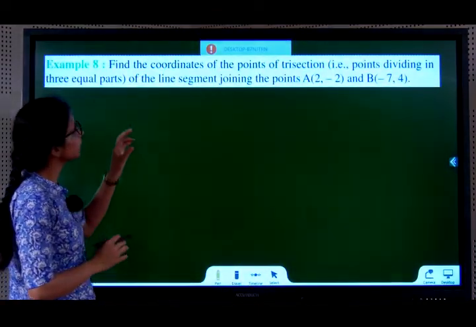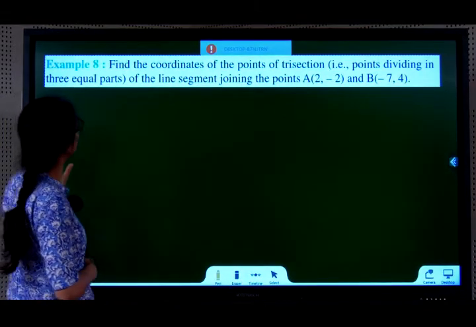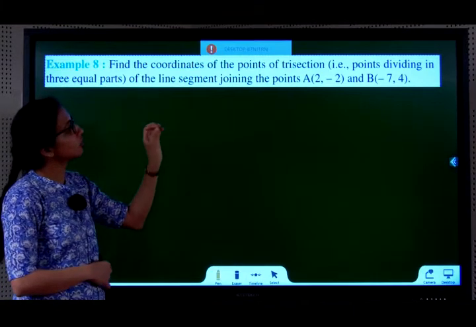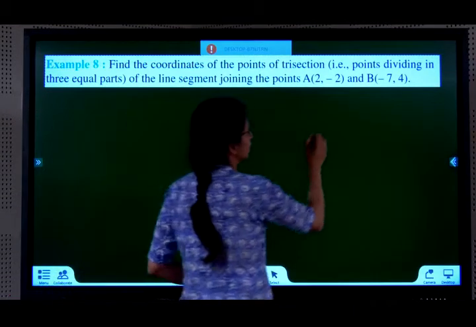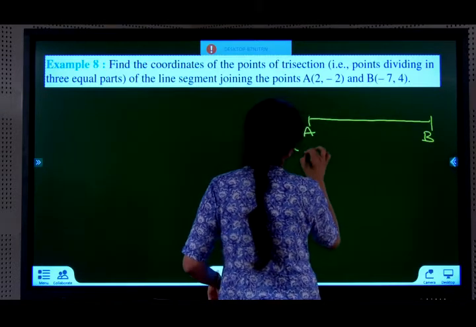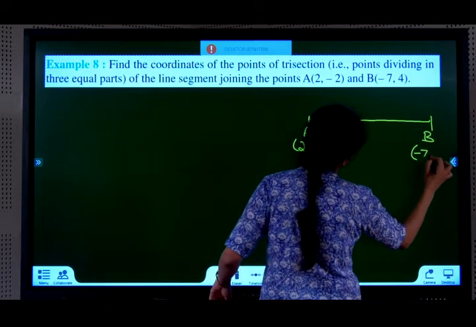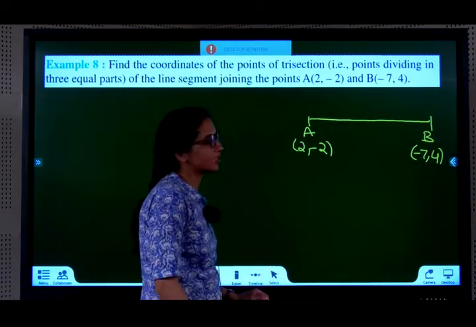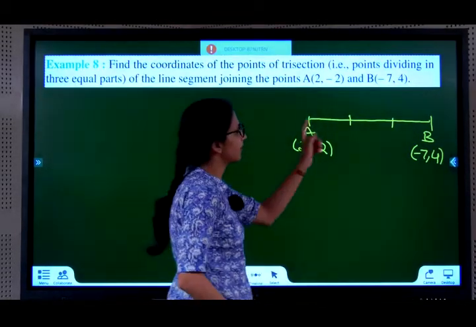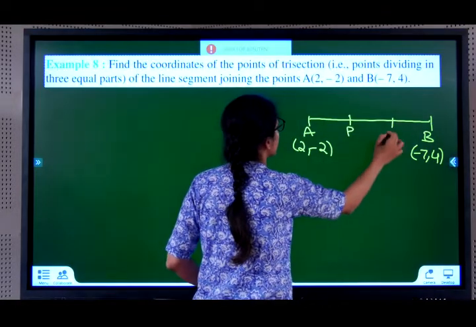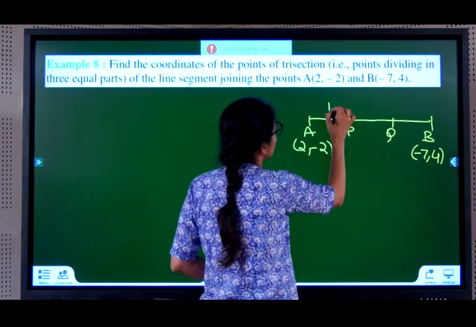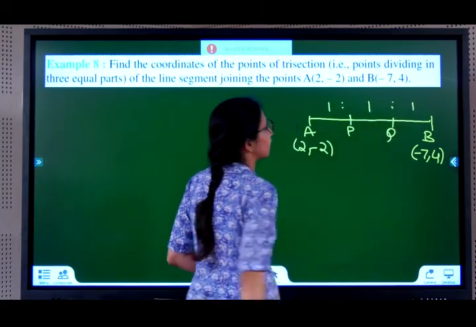Example 8: find the coordinates of the points of trisection, that is points dividing the line segment joining the points A and B into three equal parts. What does this mean? A is 2 comma minus 2, B is minus 7 comma 4. Find the points of trisection. So we have 2 points dividing this line segment into 3 parts. If I divide into 3 parts, I need 2 points. Let's call them P and Q. They are in equal proportion, so this is 1 is to 1 is to 1.